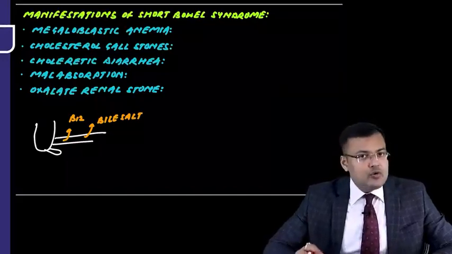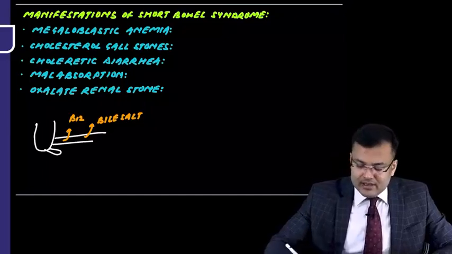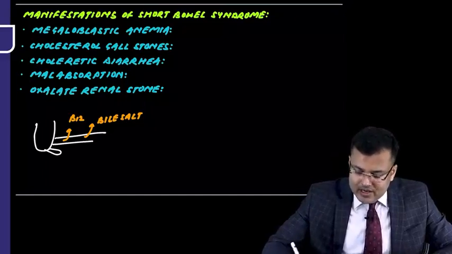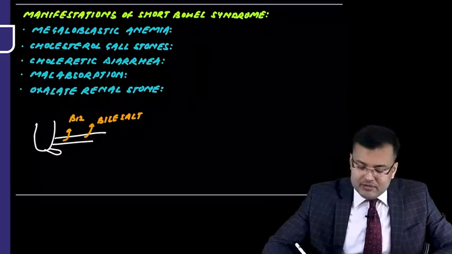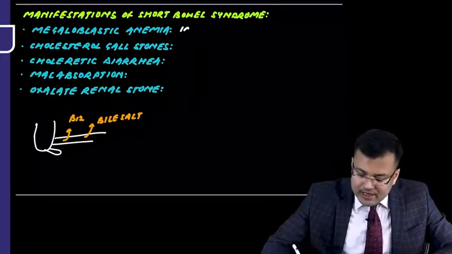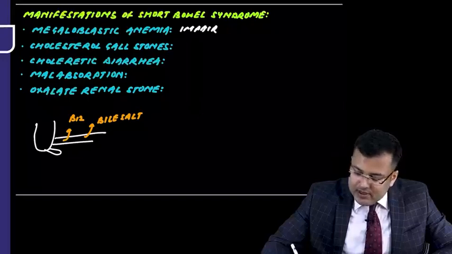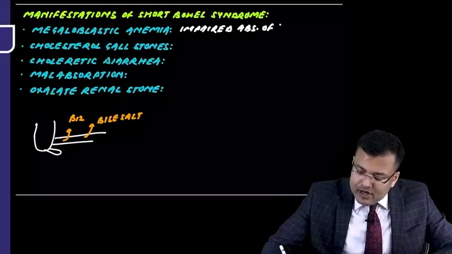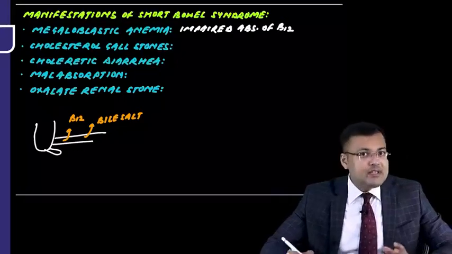So in any patient in whom the terminal ileum is resected, what will happen? There is impaired B12 absorption and the patient will develop megaloblastic anemia. So what's the cause? It's because of impaired absorption of B12 when the terminal ileum is resected.